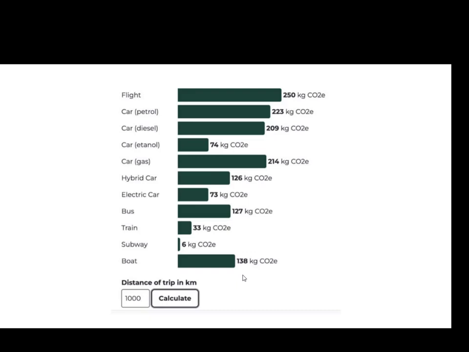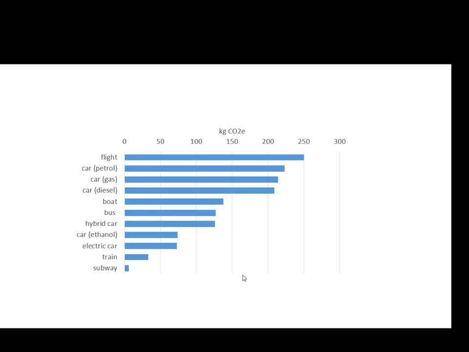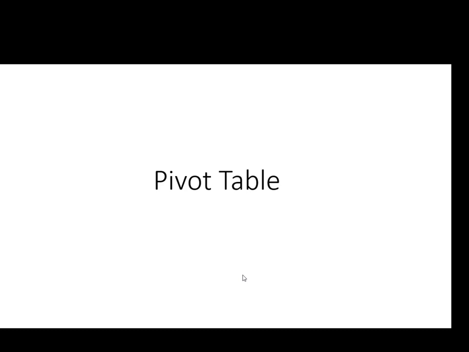Another example is the CO2 equivalent in kilograms for different means of transportation. The graph is a bit crowded, so I wanted to look at it from a different angle, because I wanted to know the rank and sort this data. Therefore, I entered the data and used the same bar chart but sorted from largest to lowest.